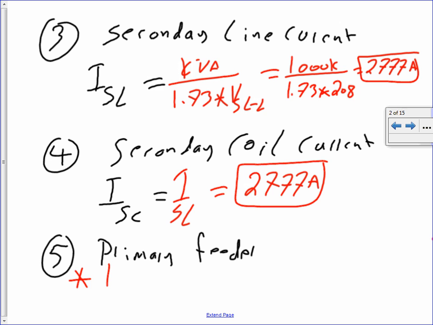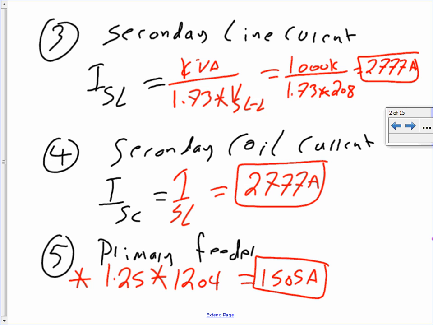We're going to assume it's continuous load multiplied by 1.25. So it's continuous load. Find the line current of this transformer. The line current of this transformer was 1204. That will get you a healthy 1505 amps. Okay, that's my amps. They don't make conductors that can carry this baby.